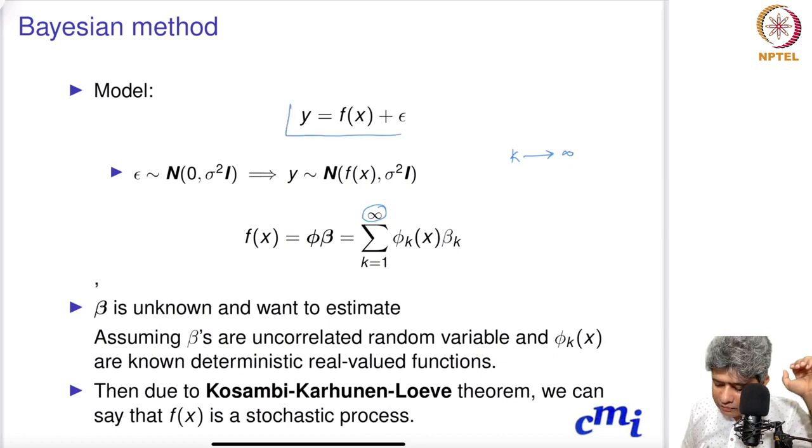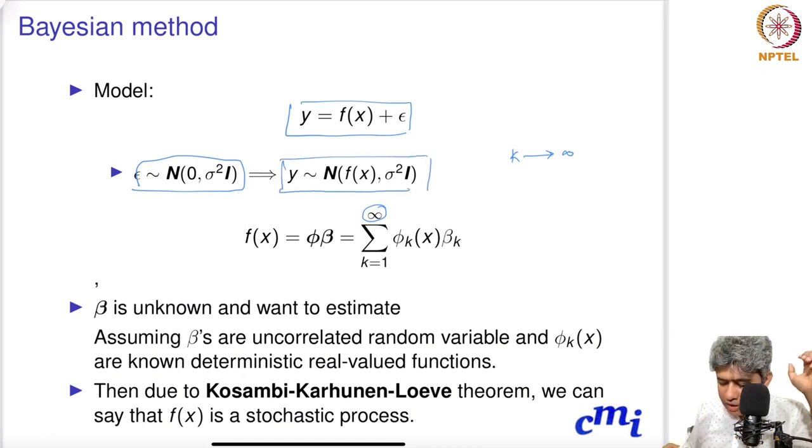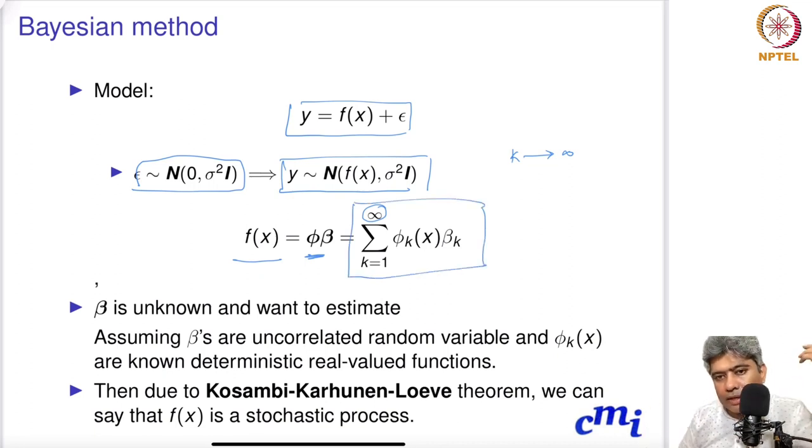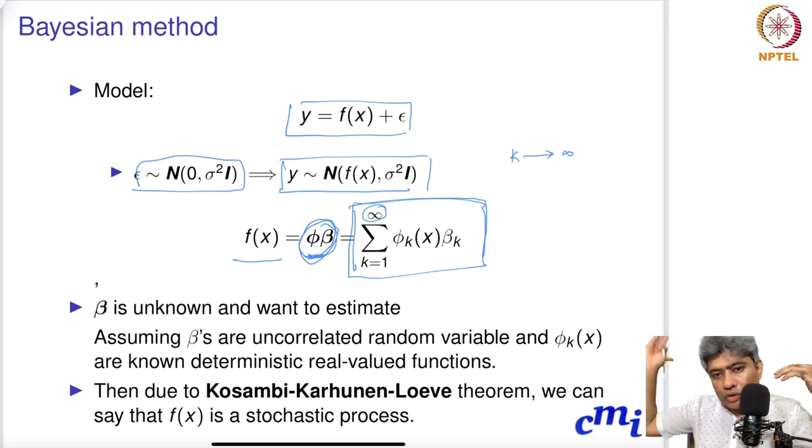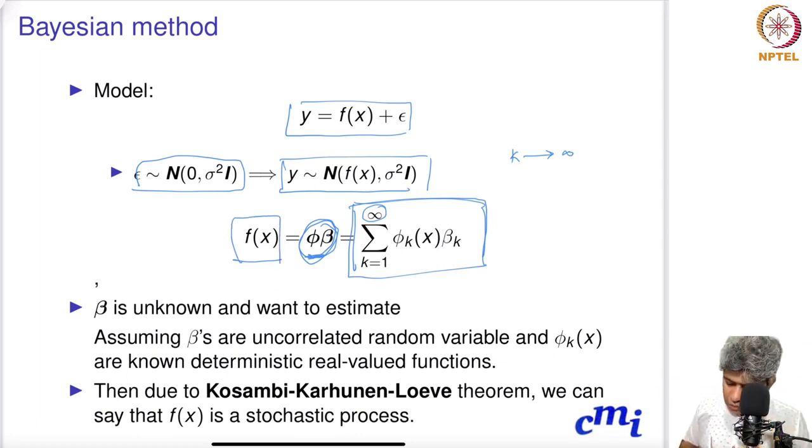So what they are saying is that y is a function of x plus epsilon, where epsilon follows normal 0 sigma square I. This will lead to y as a normal of f of x comma sigma square I, but f of x is the sum of phi k of x times beta k, where this summation goes up to infinity and it converges to f of x. That means at every point of x, this summation does not diverge to infinity. It definitely converges to f of x. So that is the idea. In that, phi k of x is completely known. What is unknown is beta, and we want to estimate the beta.